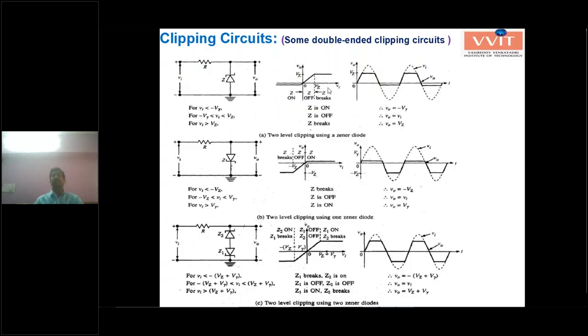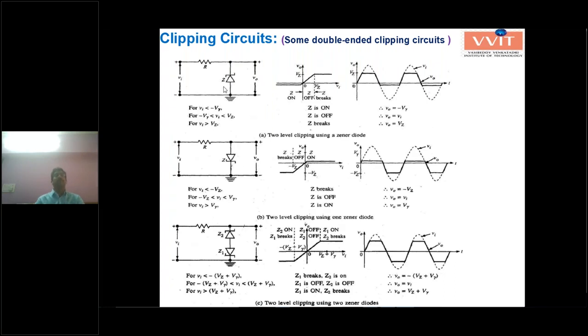So what is the transfer characteristic and what is the output waveform? You have to go through this one. Otherwise, I'll explain the first one. Whenever Vi is less than minus V gamma, that means the input voltage is at the negative peak, then the diode will be in on condition, in reverse bias condition. Once it is on, the output voltage V naught equals minus V gamma.